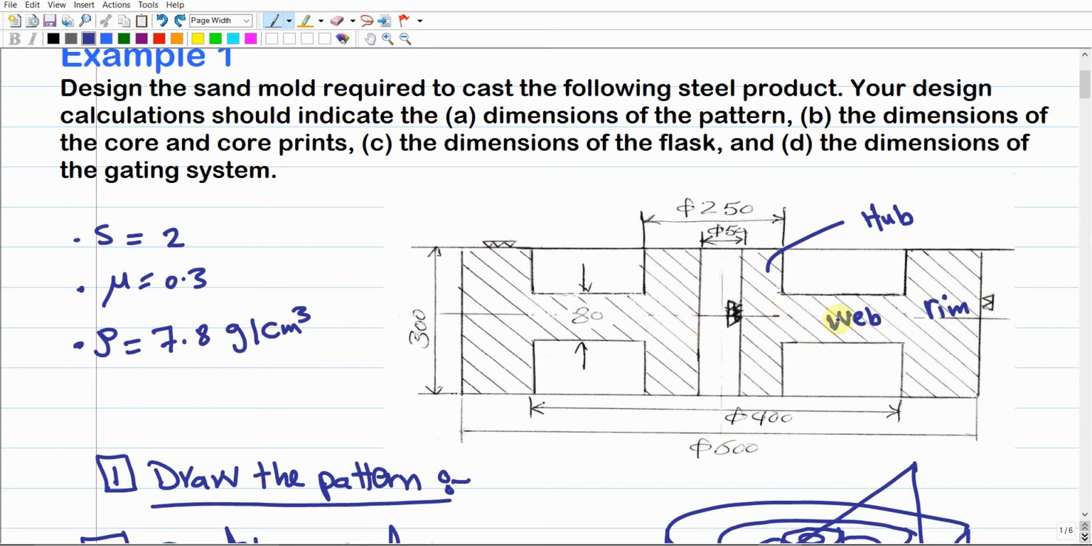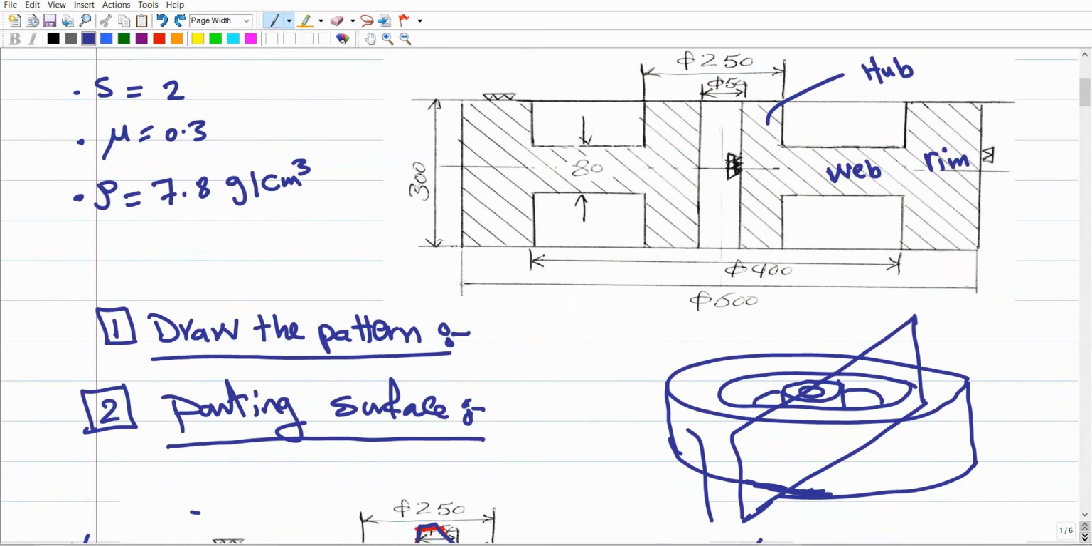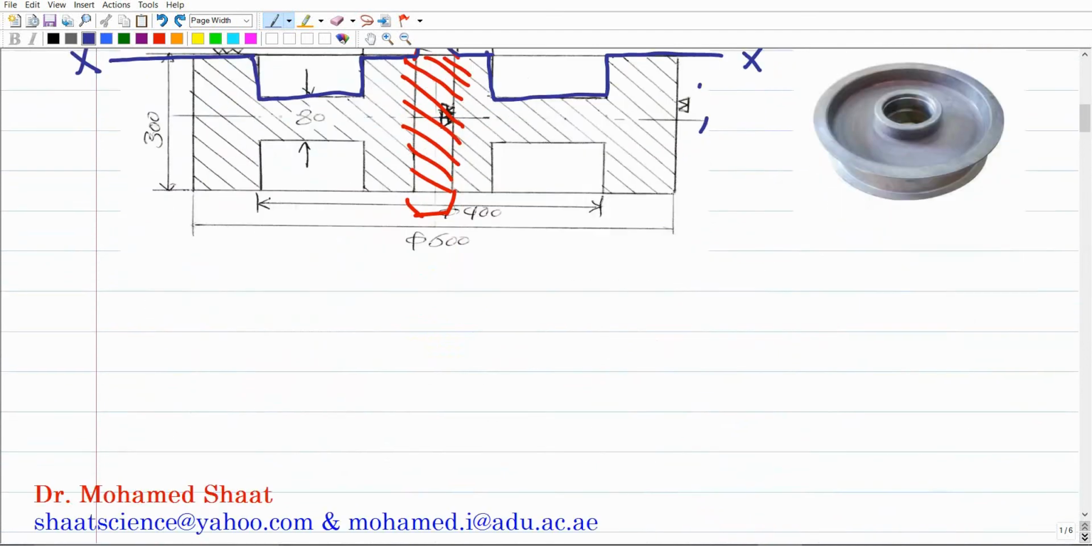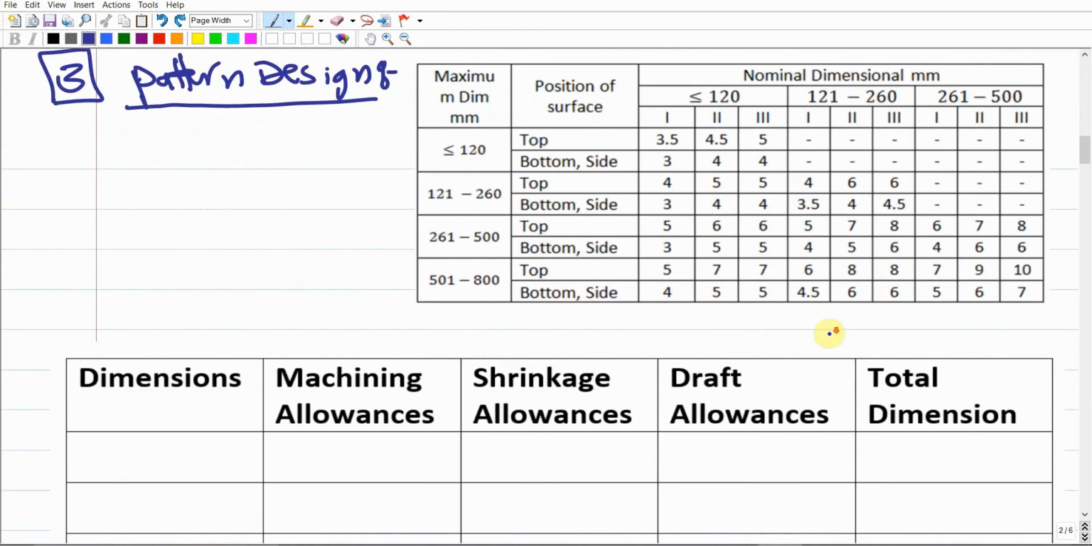So in the beginning, let us assume that we are going to machine all the surfaces as a practice. This example is just a practice. So let us consider the case that, for now, we are going to machine all the surfaces. So what was the first thing that we have to do for the pattern design?